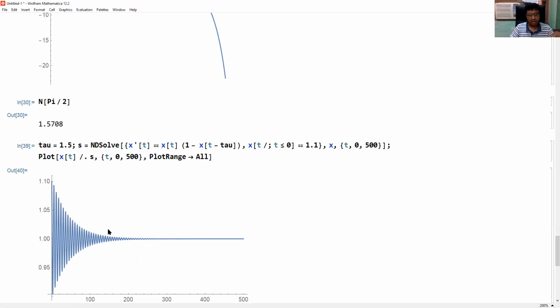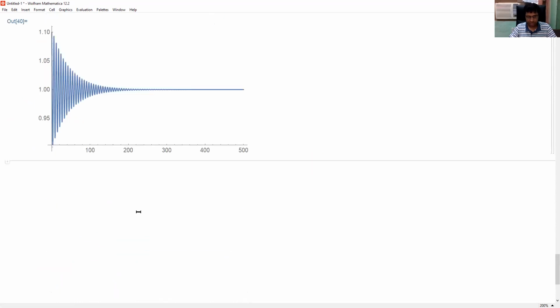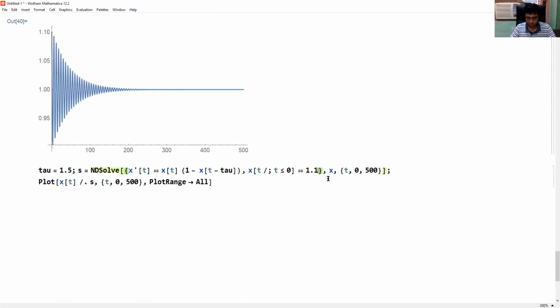Okay, so these are damped oscillations. It is converging to equilibrium 1. You can see that the convergence is to 1, oscillating and converging to 1. This is for initial condition 1.1. Let us take the initial condition to the other side of 1, say 0.8.